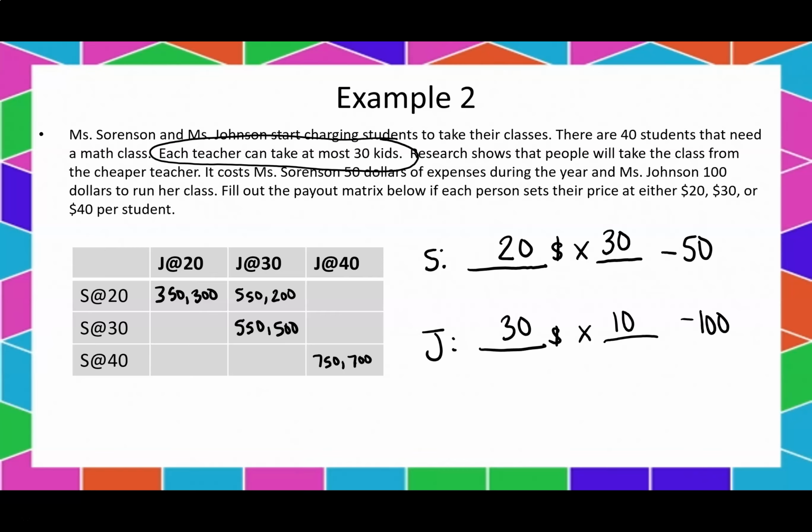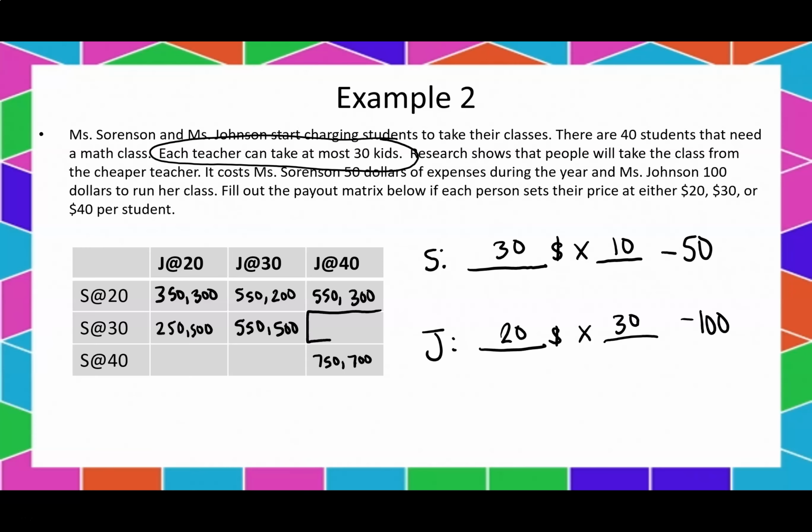All right, next here we've got Miss Sorensen at 20 still, and Miss Johnson is going to be at 40. And since Miss Sorensen is still cheaper here, she's going to get the 30 students again, and then Miss Johnson gets those leftover 10. So doing that math, I get $550 and I get $300. Okay, let's go to this one right here. In this situation, we have Miss Sorensen at $30 and Miss Johnson at $20. Miss Johnson's cheaper, so she gets 30 students and Miss Sorensen gets 10. Okay, doing that math, I get $250, $500.